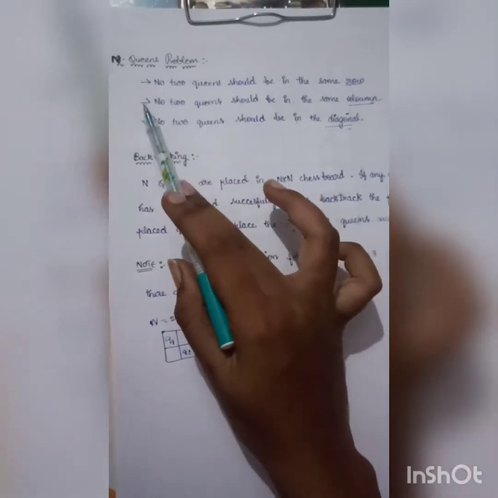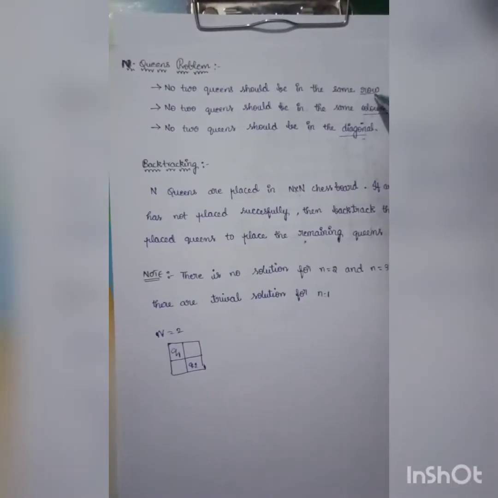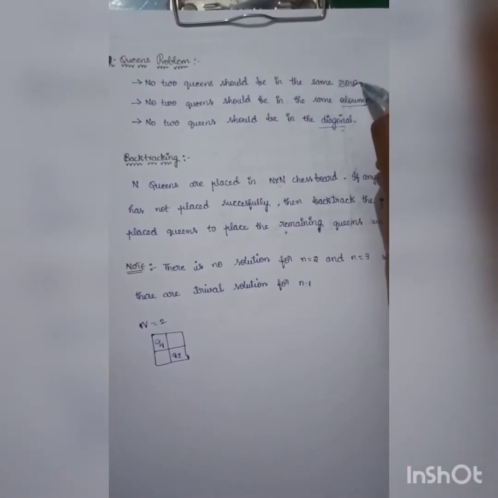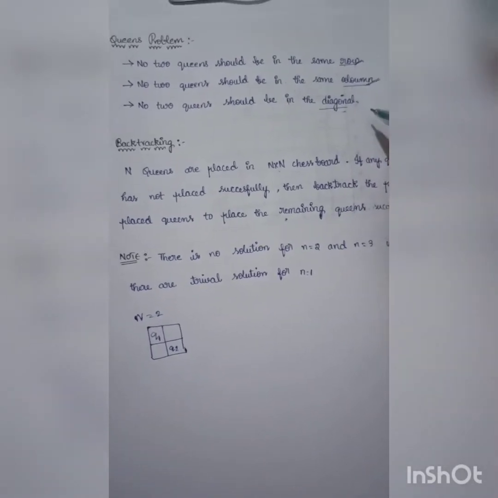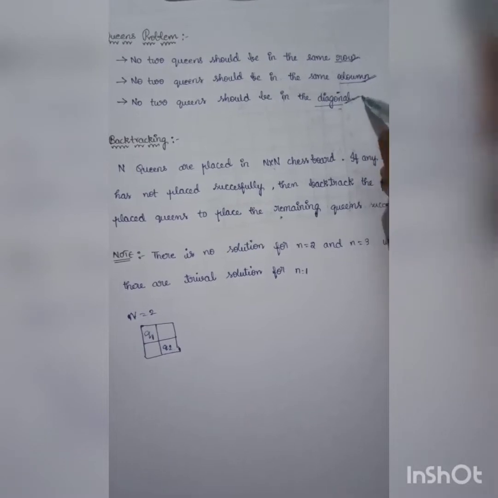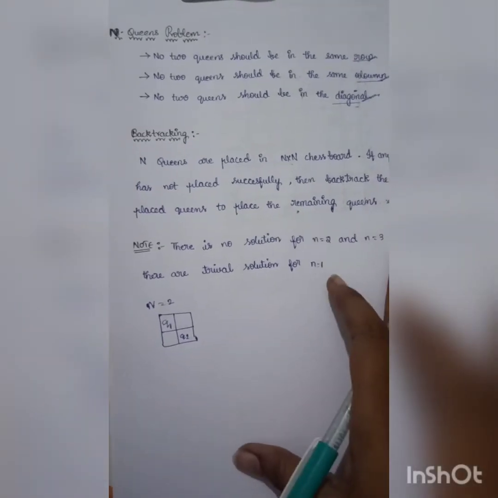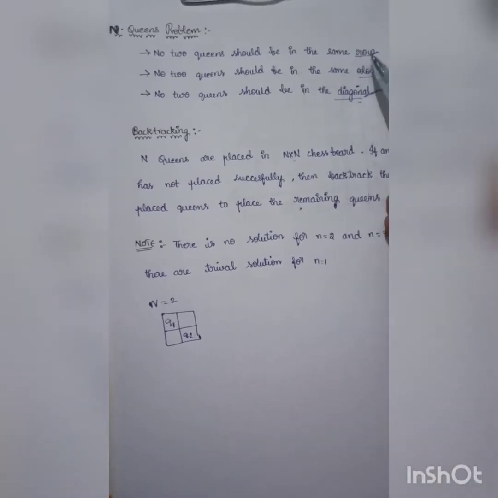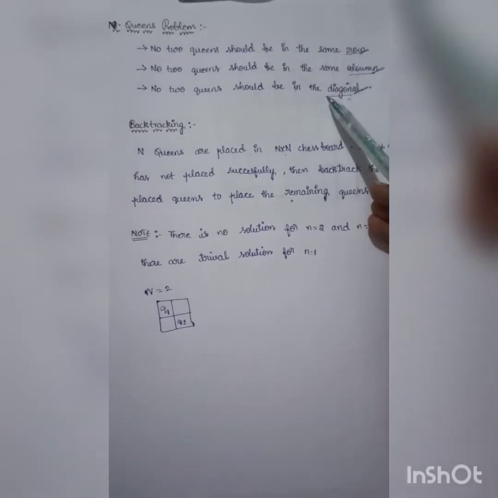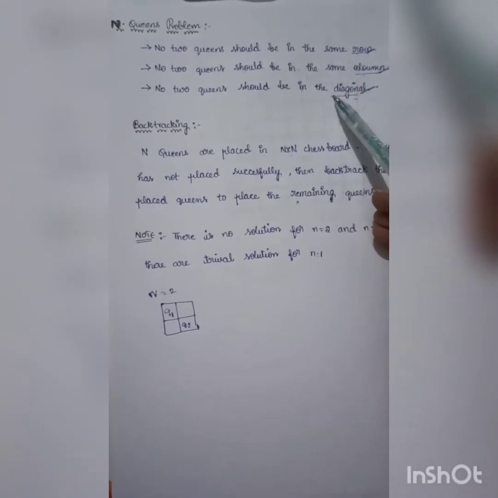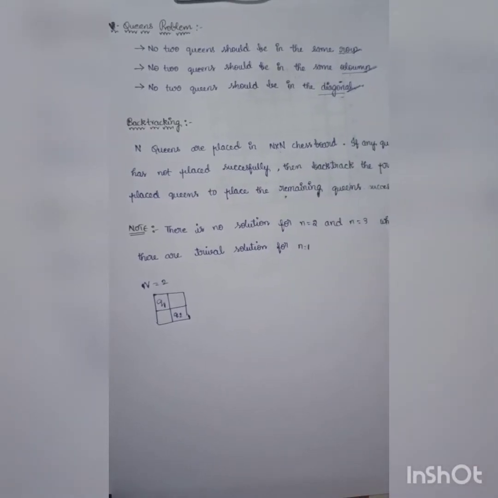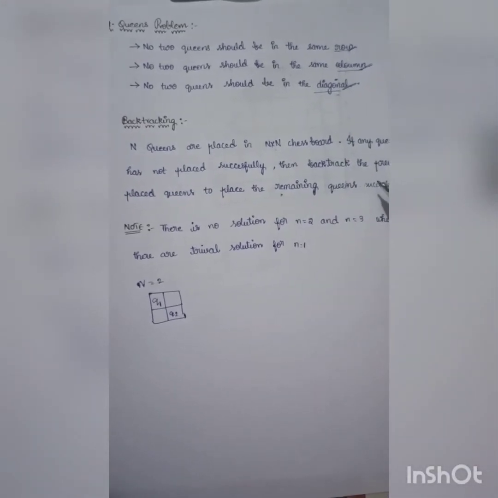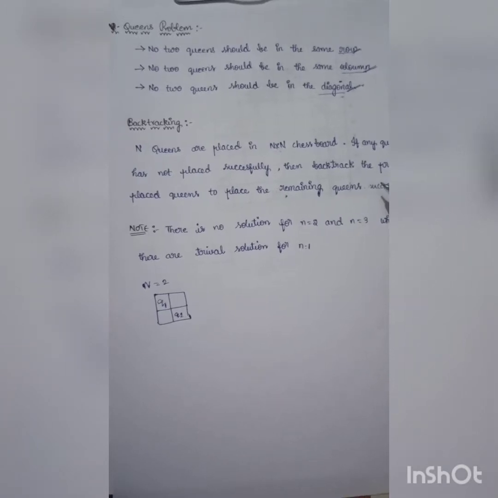Rule number 1. No two queens should be placed in the same row, no two queens should be placed in the same column, and no two queens should be placed in the same diagonal. If any of these rules is not followed, then that is not the exact solution for placing N queens on an N by N chessboard. We can follow this by the backtracking method.